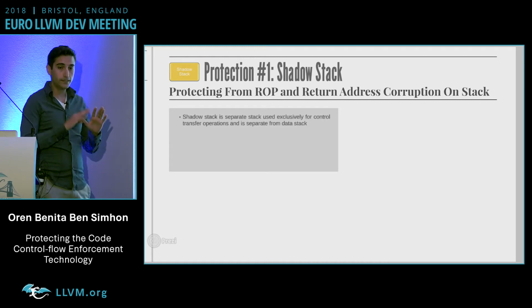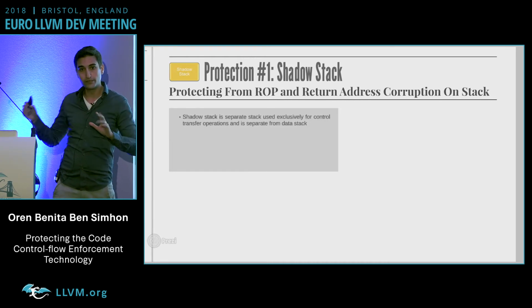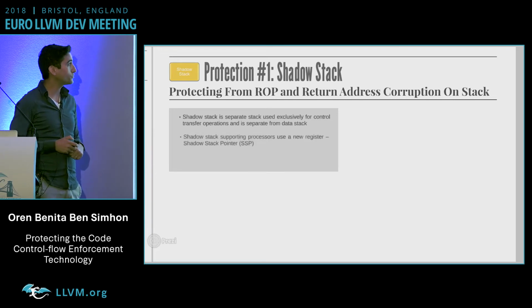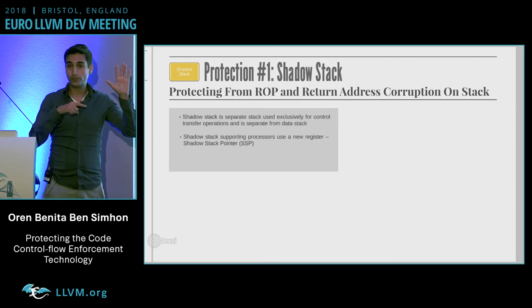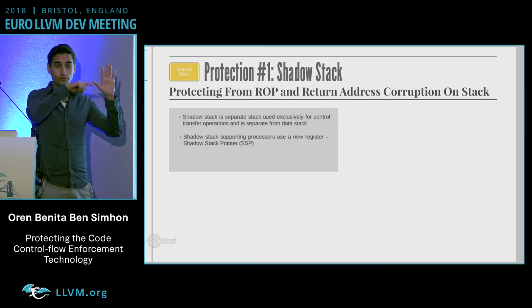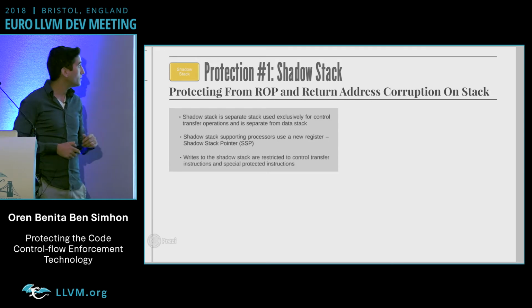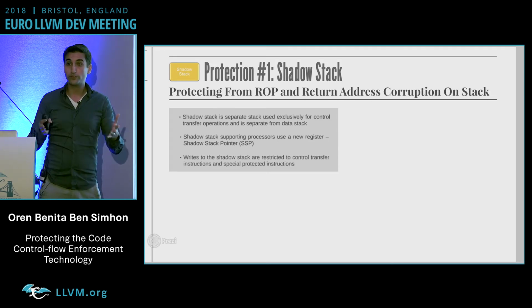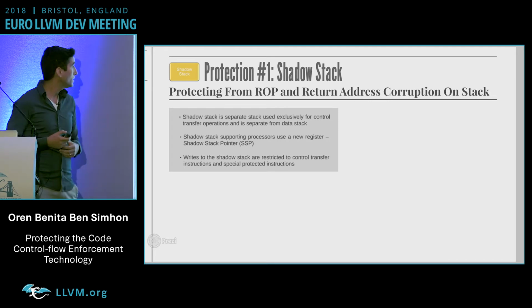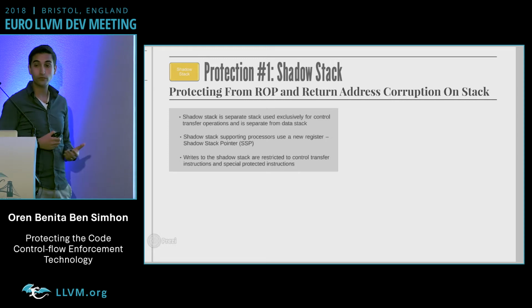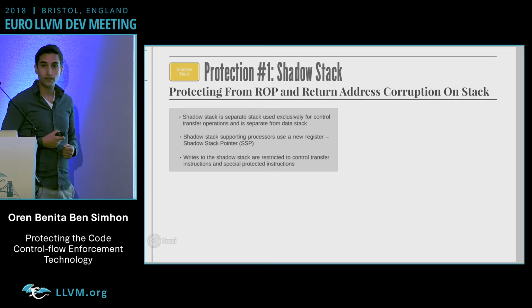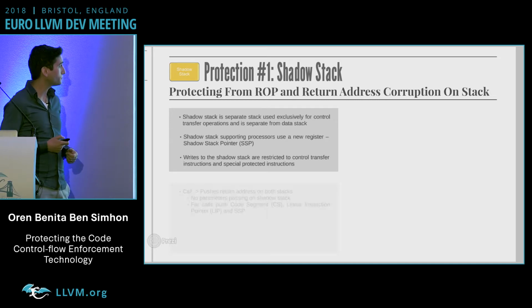So Shadowstack, as I said, is a separate stack that has only control flow in it. For this stack, we have a special register called the shadow stack pointer that points to the place where your current return address is. This register is not writable by the user. It is implicitly writable. When we have special control transfer instructions, then this register is updated.